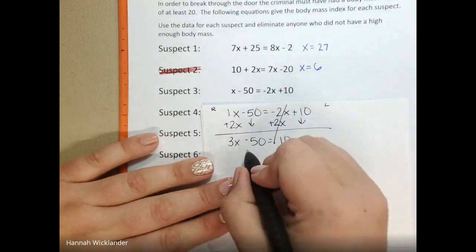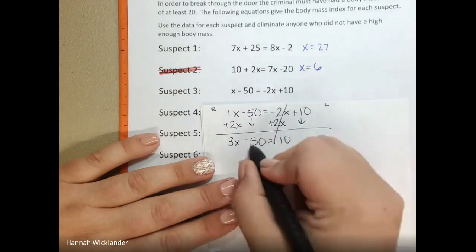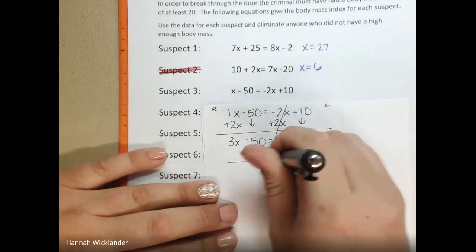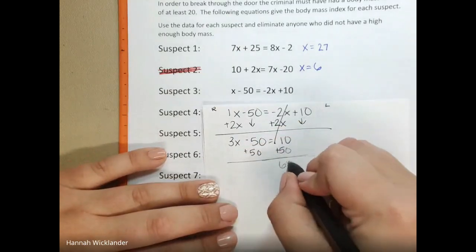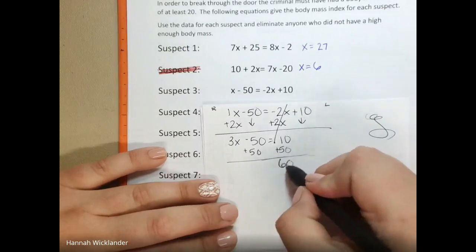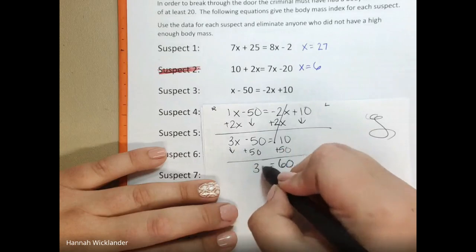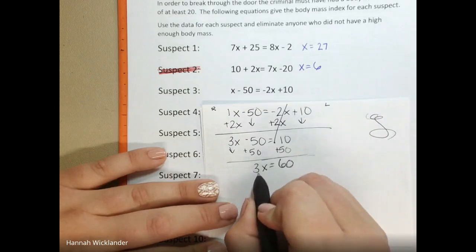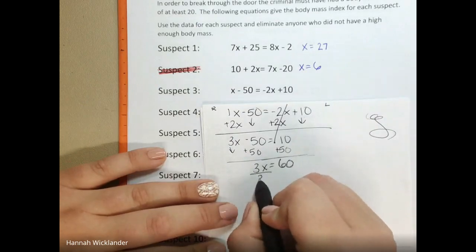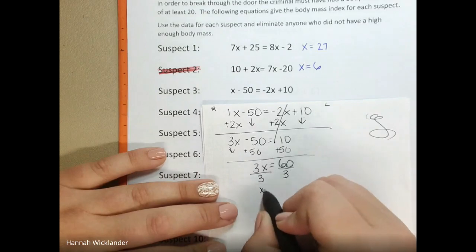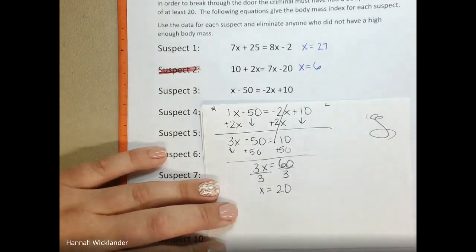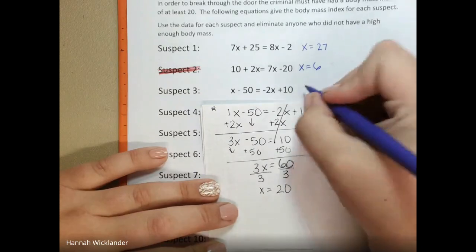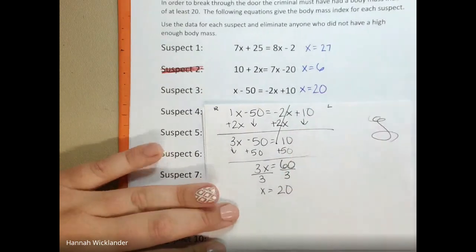So now I'm going to get x by itself. So I'm going to move my 50. Do it to both sides of the equation. 10 plus 50 gives me 60. And then I bring down my 3x. Now I have a one-step equation. 3x equals 60. I'm going to get rid of the 3. It's being multiplied by the x, so I'm going to divide. 60 divided by 3 gives me 20. So this suspect stays in because he had at least 20. So x equals 20. So that's evidence 4.